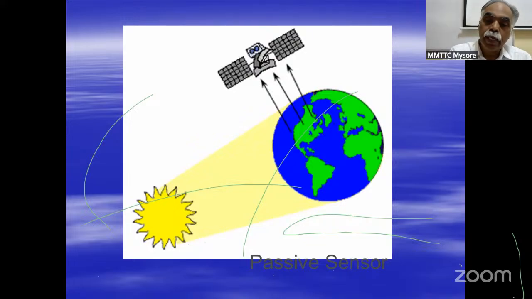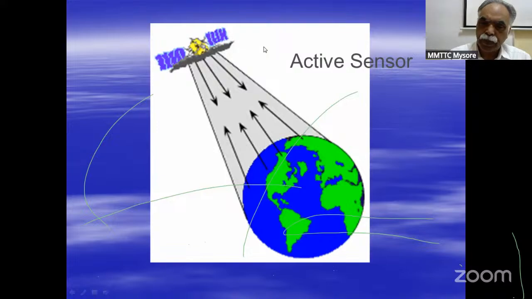So you find the sun, and the sunlight is falling on the earth, and that is captured by the satellite. Now this is an active sensor. Here the sun is not in the picture. The satellite itself will shed the energy, and it will get back the reflected value of that particular line. So this is an active sensor. This is during night time. If the satellite is moving over the night time, an active sensor should be placed.